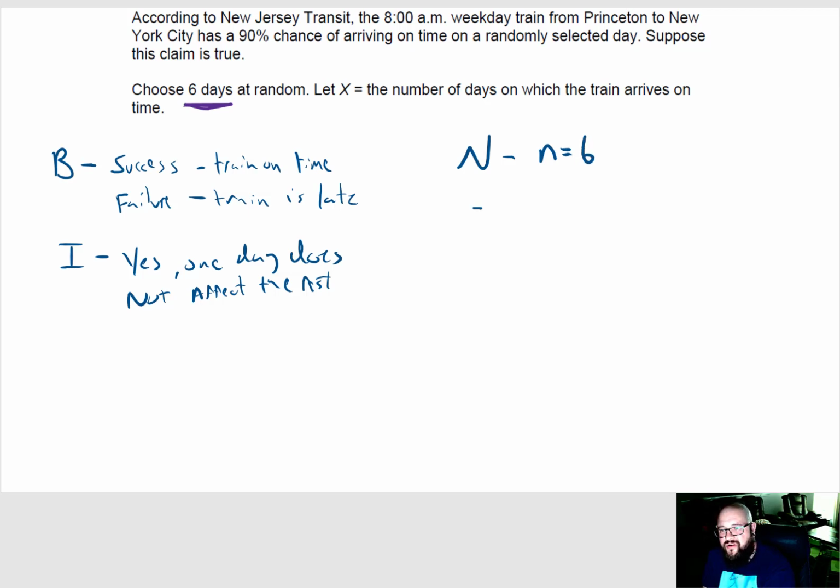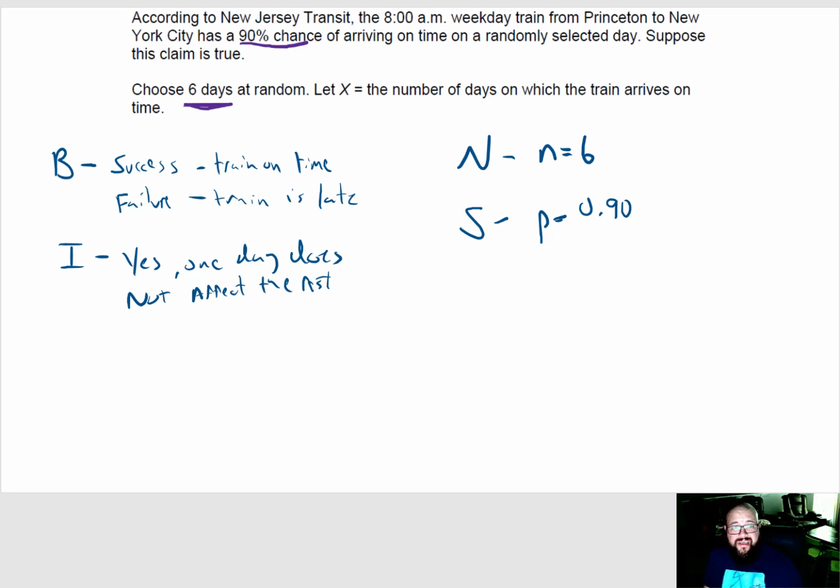And the last setup here is our S for having the same probability. We know that is accurate in this setup because it says the train has a 90% chance of arriving on time on a randomly selected day. So it's always going to be a 90% probability. So that same probability is true for this. Probability equals 0.90. It's horrible, let me make that a little bit better. There we go. So 90% probability, so 0.9.